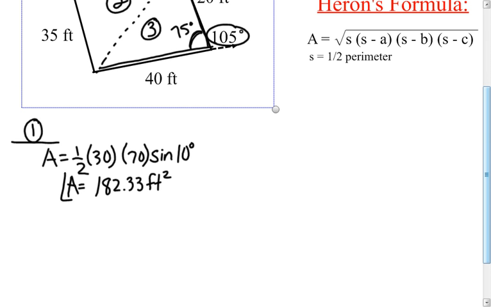Okay, and I'm just going to box that off right now. That's not my final answer, but I'm going to box it off so I have an easier time finding it.